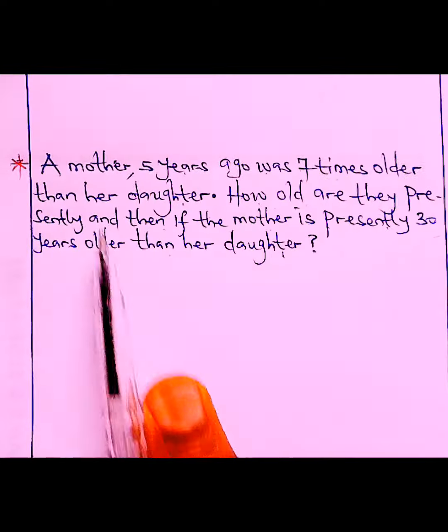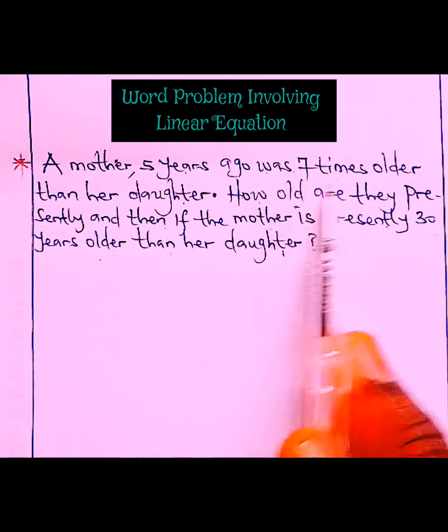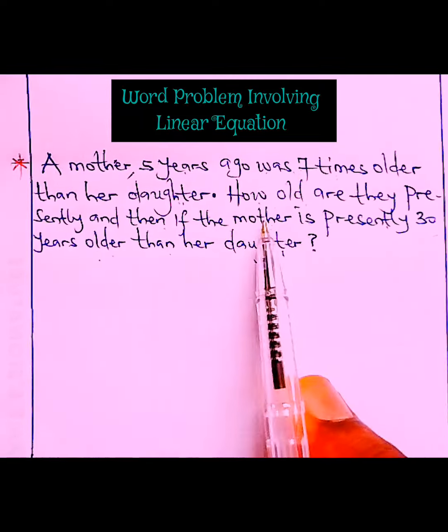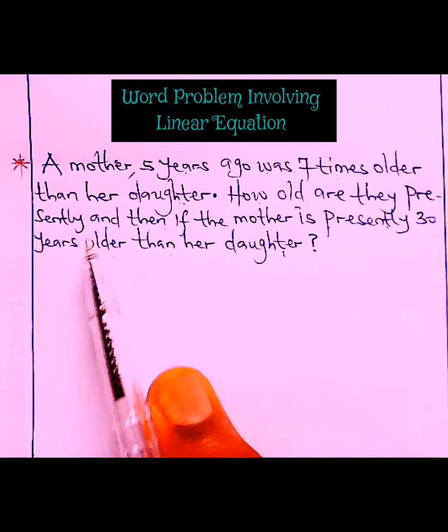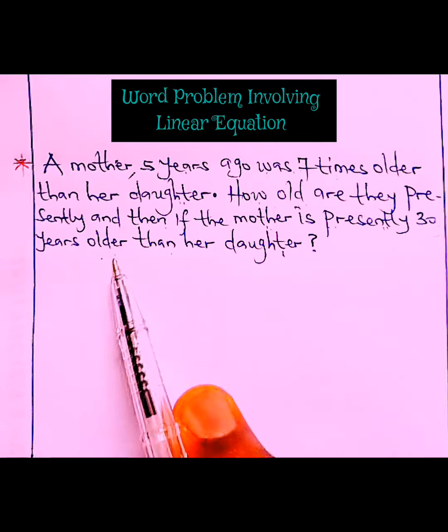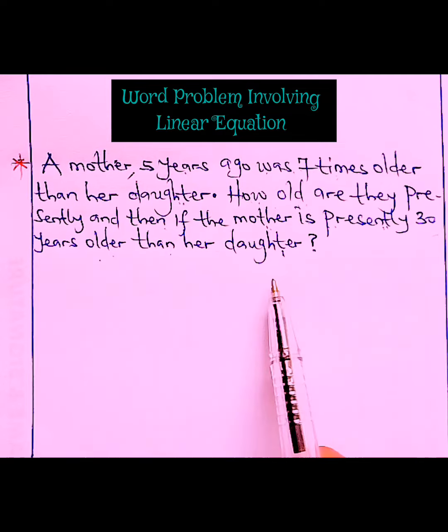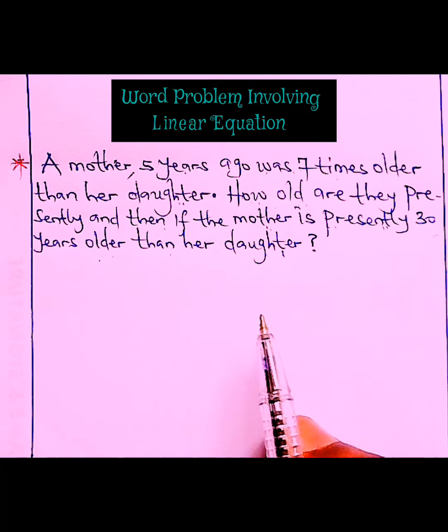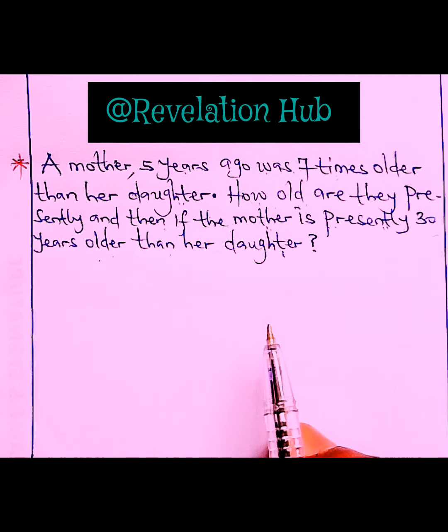Question 2. A mother 5 years ago was 7 times older than a daughter. How old are they presently, if the mother is presently 30 years older than her daughter? Now, this is another beautiful question and word problem involving linear equation.